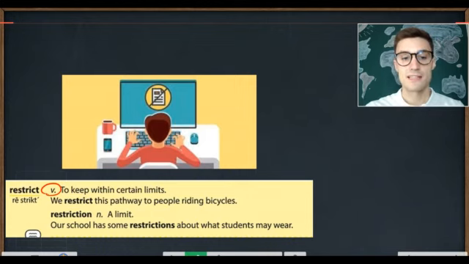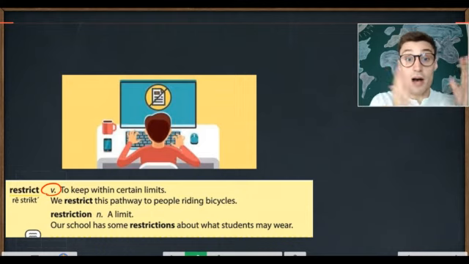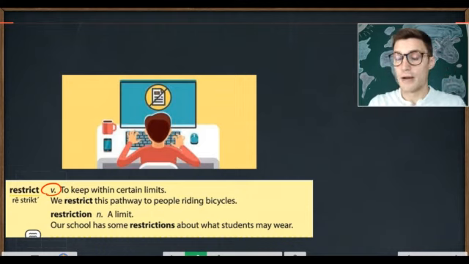We restrict this pathway to people riding bicycles. So this pathway is only for people riding bicycles. So that is, they restricted it.